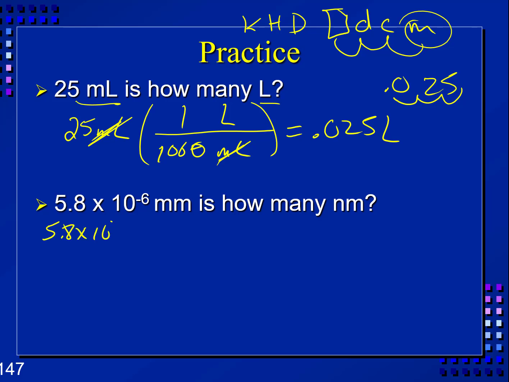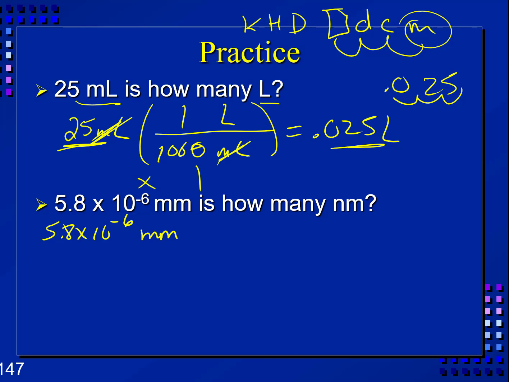5.8 times 10 to the negative 6 millimeters. And I want to change that to nanometers. I start off by writing down what they gave me, so I know what I want to change, because I want this to be equal to something else. Because this 25 milliliters equals this, because I only multiplied it by 1. If I multiply by 1, I don't change its size, right? So 25 milliliters is the same size as 0.025 liters. I multiplied by 1. Okay. So I've copied down what I want to change.